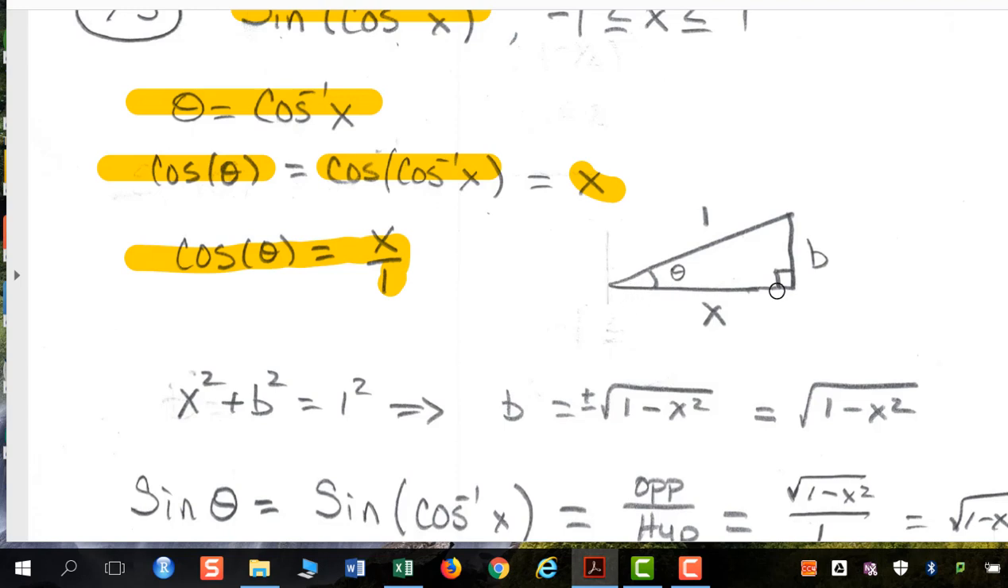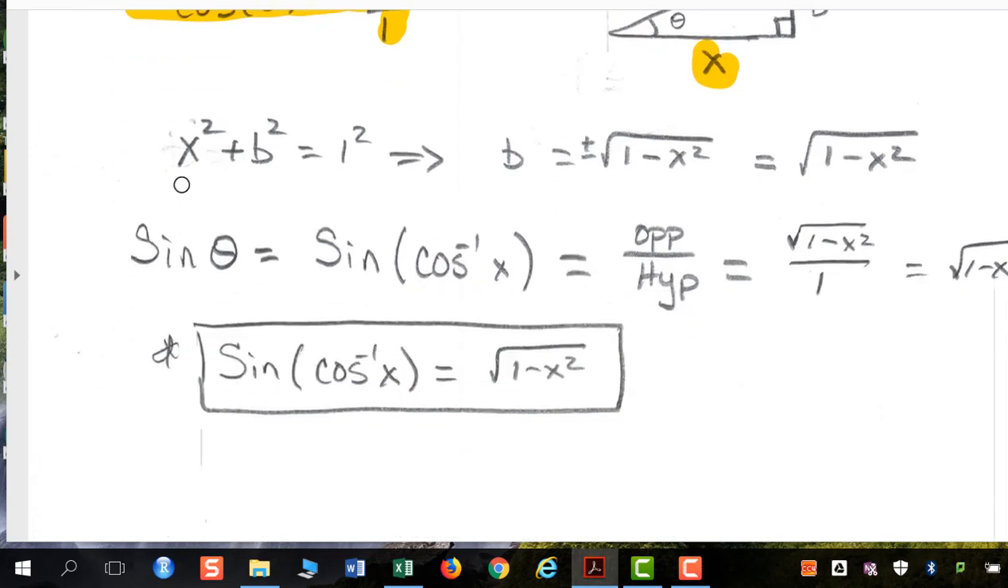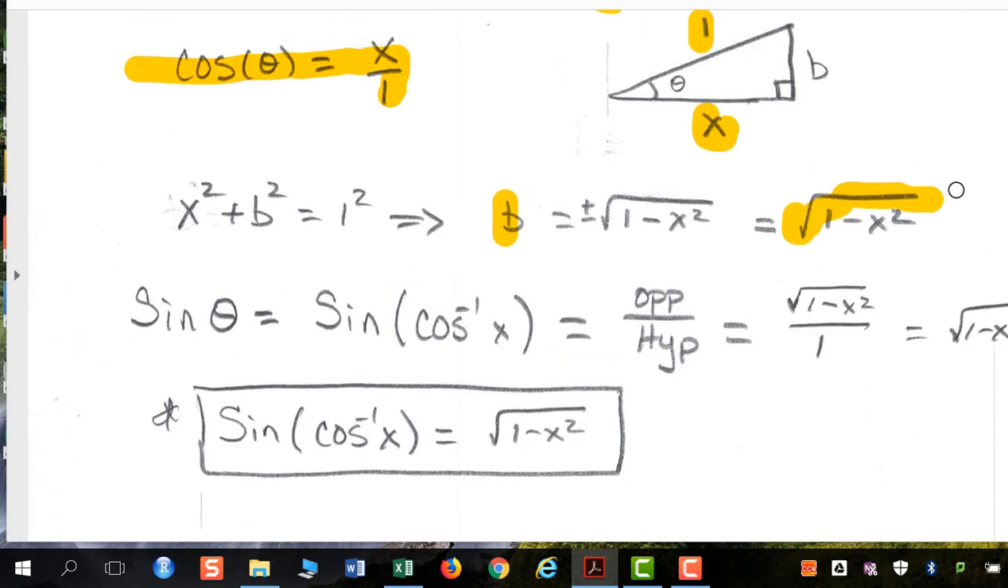I drew a standard right triangle, and cosine is adjacent divided by hypotenuse. And now I need to figure out what this other side is, b. So I use Pythagoras' theorem, x squared plus b squared equals 1. Solve for b, and I get that b is equal to the root of 1 minus x squared.